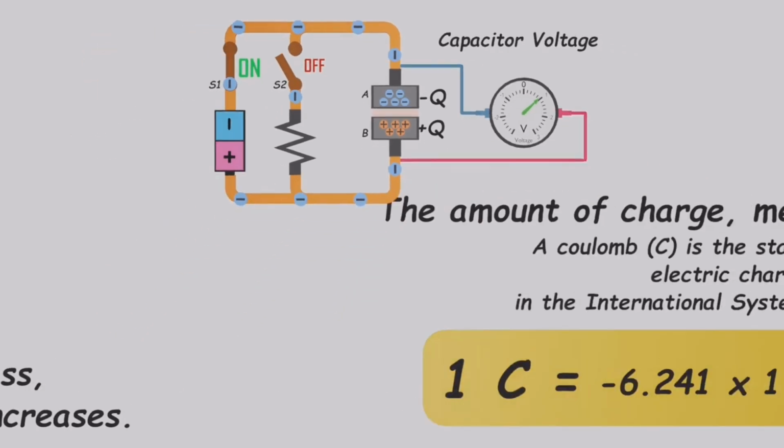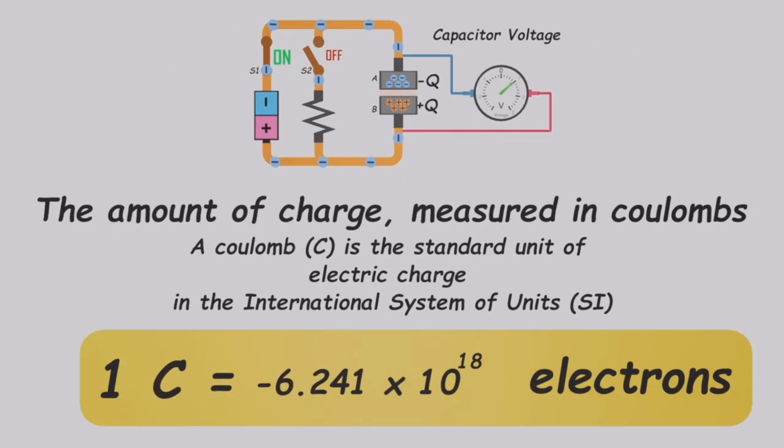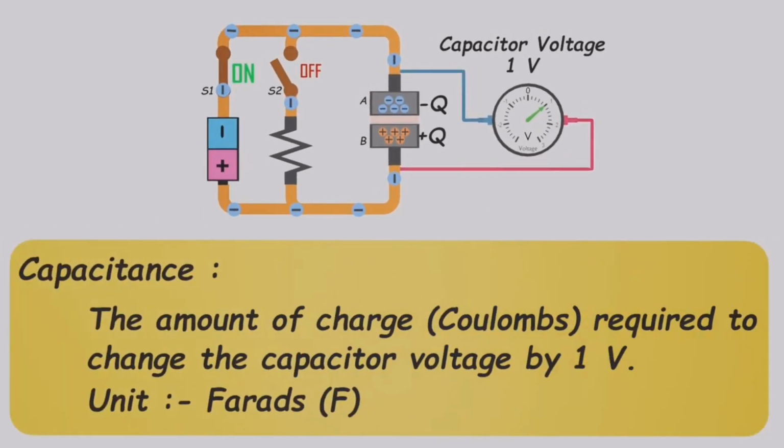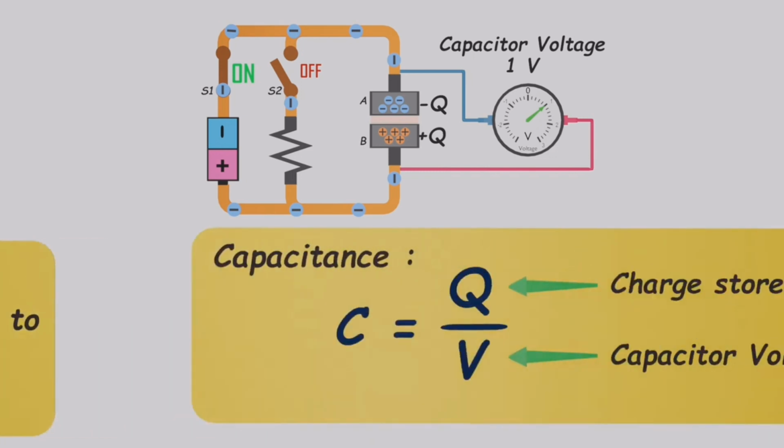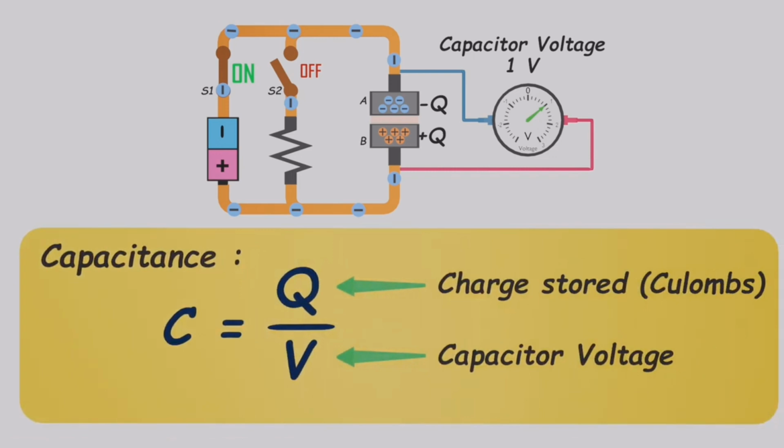The coulomb is the unit of electric charge in the International System of Units. 1 coulomb is equal to approximately 6 quintillion positive or negative charges. The capacitance of a capacitor is the amount of charge, measured in coulombs, needed to change the voltage across the capacitor by 1 volt. Capacitance is measured in units called farads. Let's assume this capacitor needs Q coulombs of charge for each plate to change its voltage by V volts. We can find the capacitance of this capacitor by dividing Q by V.